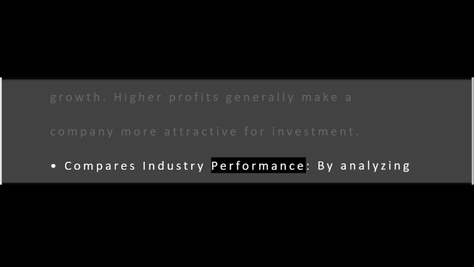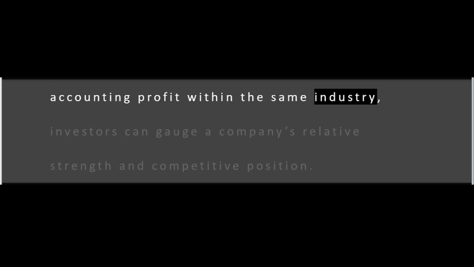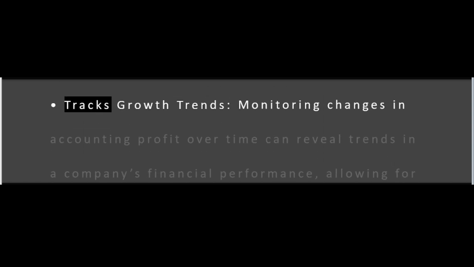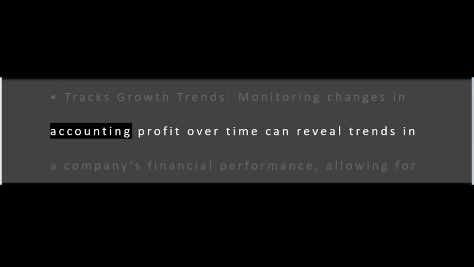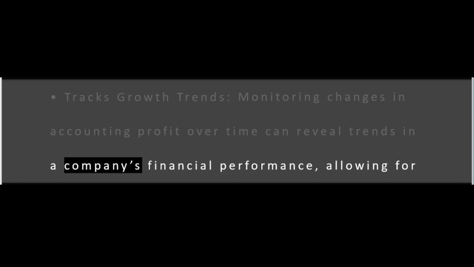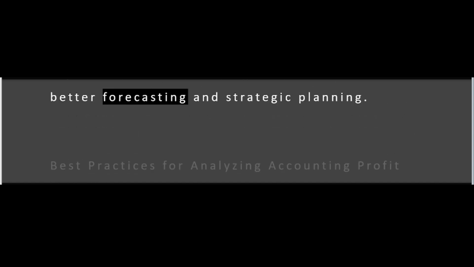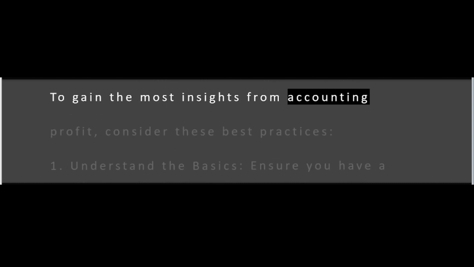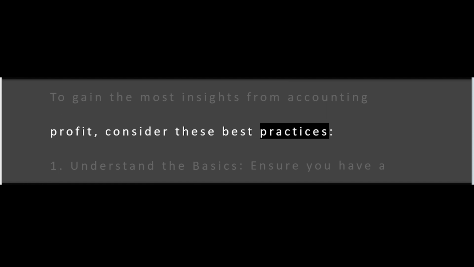Compares industry performance. By analyzing accounting profit within the same industry, investors can gauge a company's relative strength and competitive position. Tracks growth trends. Monitoring changes in accounting profit over time can reveal trends in a company's financial performance, allowing for better forecasting and strategic planning. Best practices for analyzing accounting profit. To gain the most insights from accounting profit, consider these best practices.